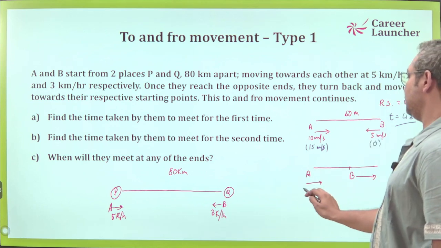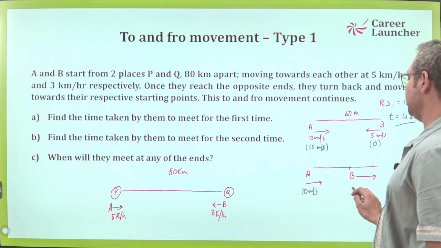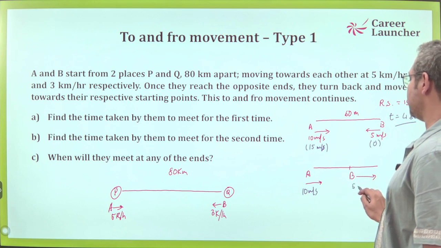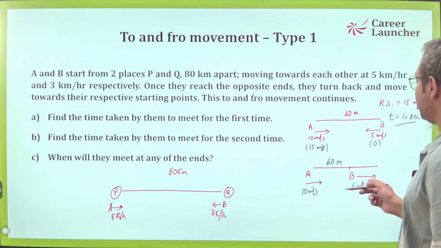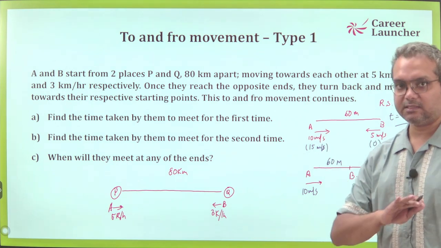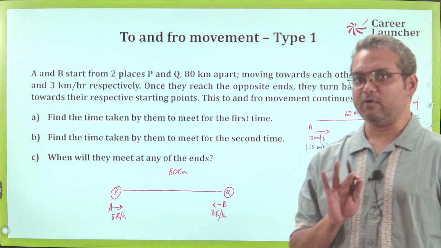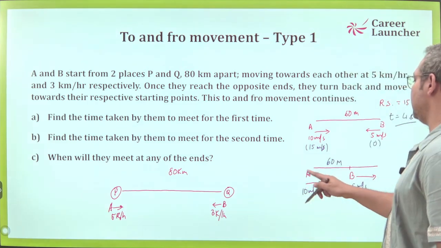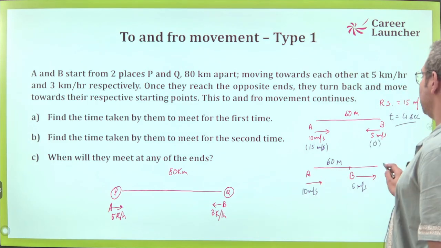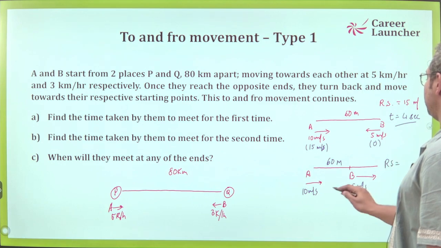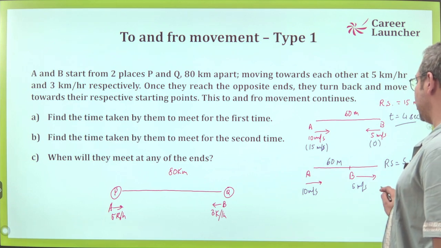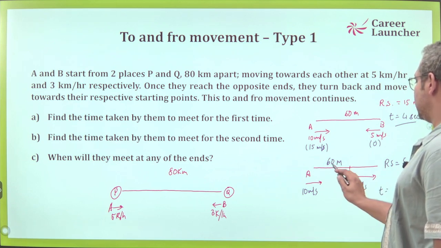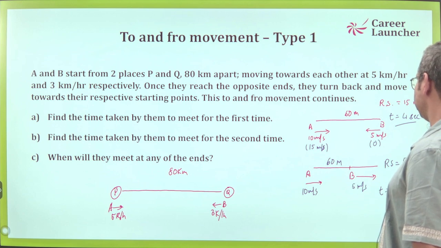Similarly here, if A is travelling at 10 meters per second and B is travelling at 5 meters per second and the gap between them is 60 meters, what is happening is B is running away at 5 but A is overtaking at 10. So overall, A is coming closer to B by 5. So here the relative speed is now going to be the difference of the two, so 5 meters per second. Once that is done, the time taken therefore would be 60 divided by 5, so that is 12 seconds.